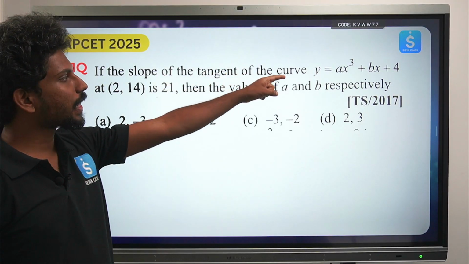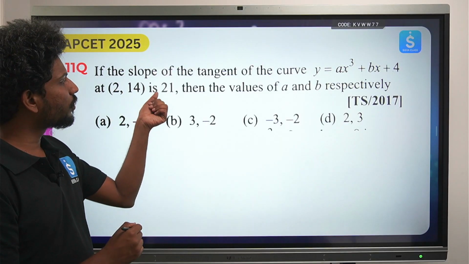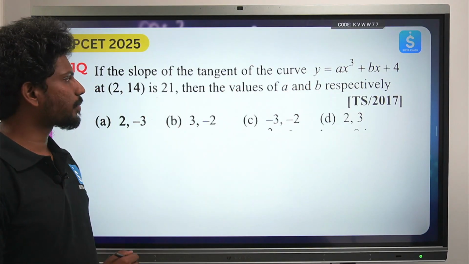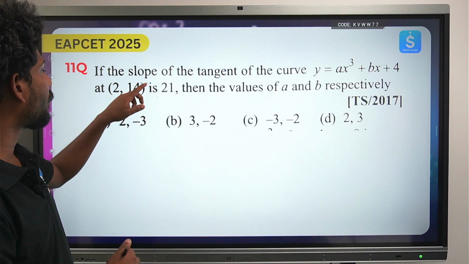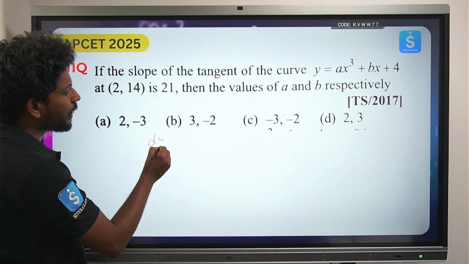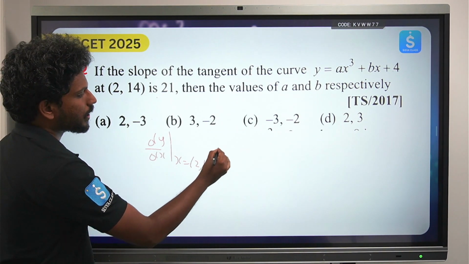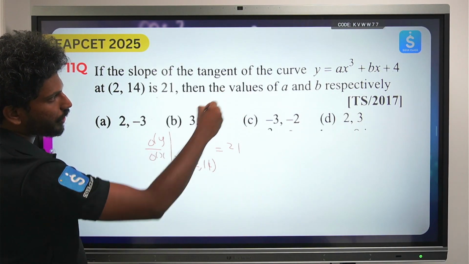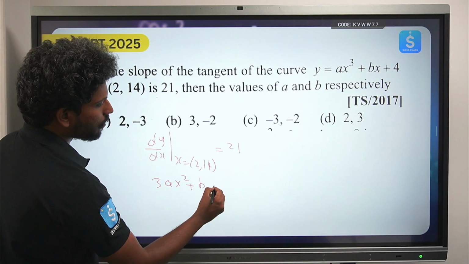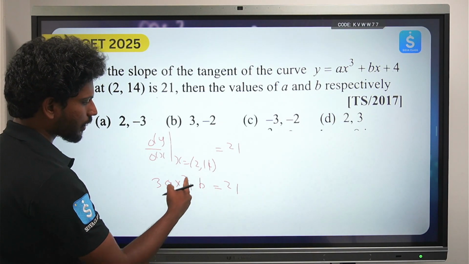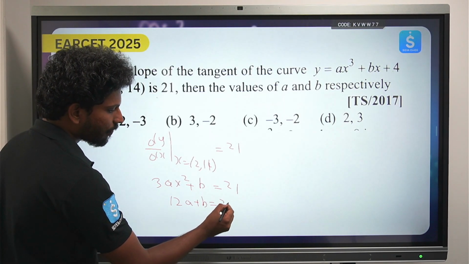Next, if the slope of the tangent to the curve y is equal to ax cube plus bx plus 4 at (2, 14) is 21, then the value of a and b respectively is. So he's saying the slope of the tangent at (2, 14) is 21. So just take dy by dx at x equals 2 is equal to 21. If you differentiate this, it becomes 3ax square plus b is equal to 21. Substituting 2, this becomes 3 into 4, so 12a plus b is equal to 21. This is the first equation.